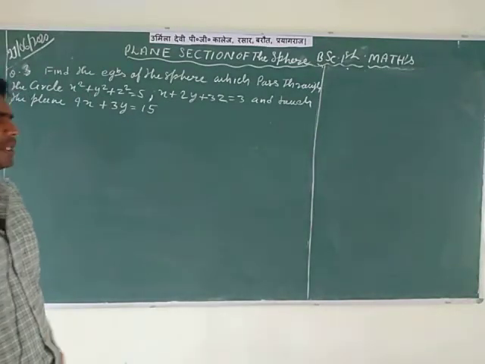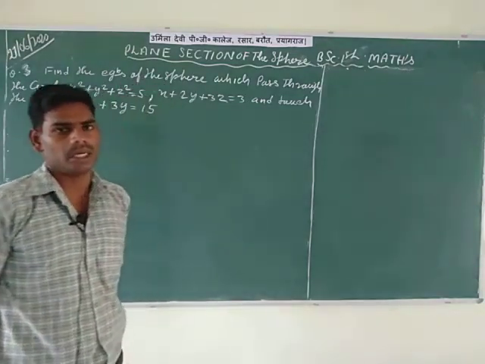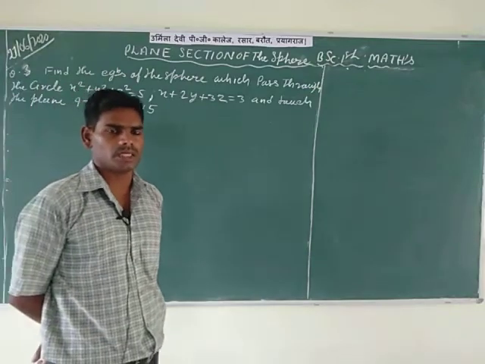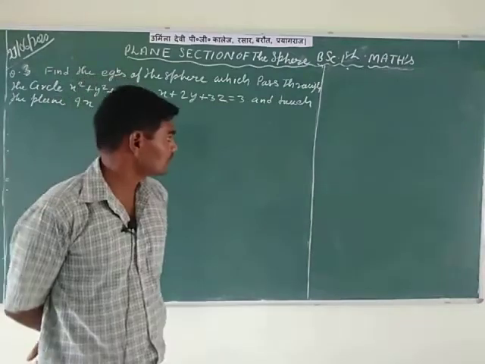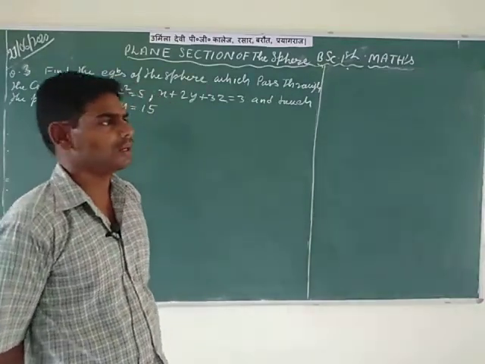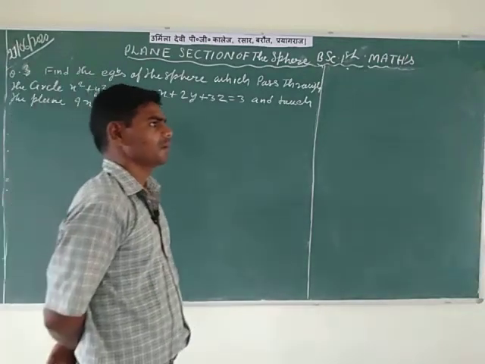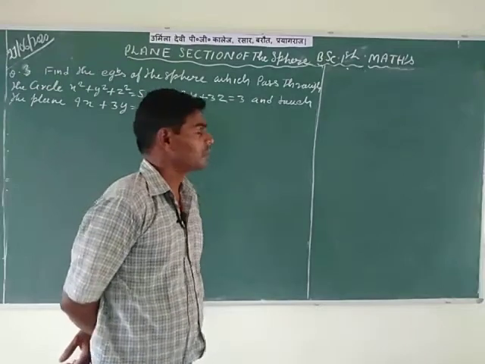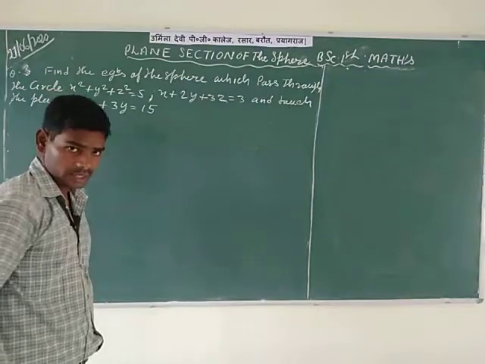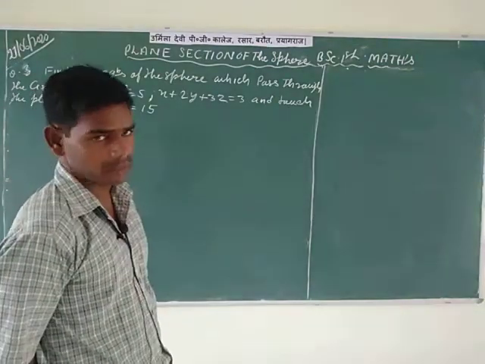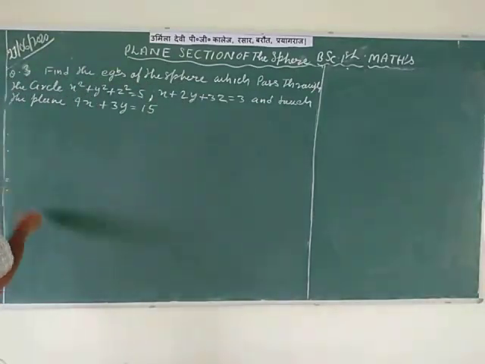You know that if any sphere touches a plane, then the perpendicular length from the center to the given plane must be equal to the radius of the sphere. So here you can apply this required condition for finding the constant k. First, write the equation of the sphere which passes through the given circle, the same as in the previous question.